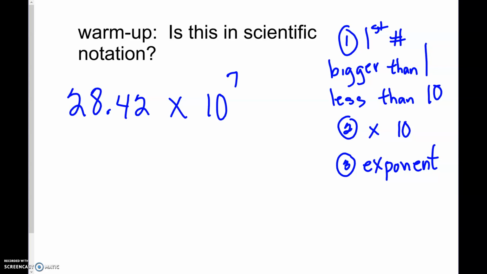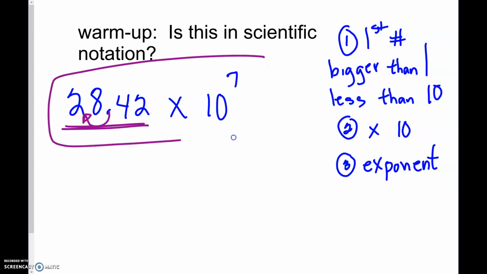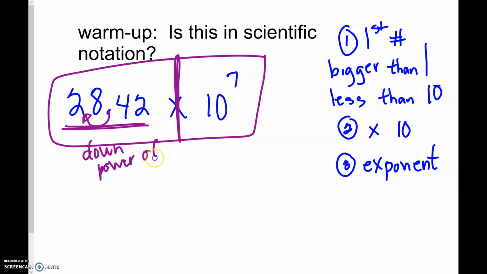First, we have to check: is this first number right here bigger than 1? Yep. Is it less than 10? No, it's not. This is 28, and we need it to be less than 10. So we are going to have to move the decimal 1 place to the left. If we move it 1 place to the left, this number is going down by a power of 10. This whole thing represents one number, and it's kind of in 2 halves. So if this half goes down by a power of 10, this one has to go up by a power of 10.